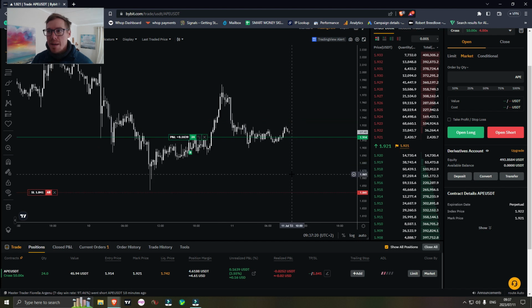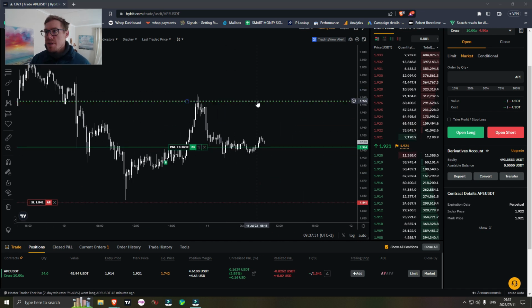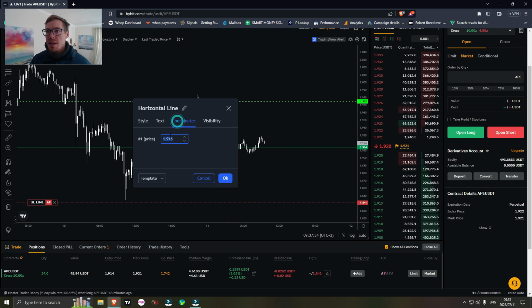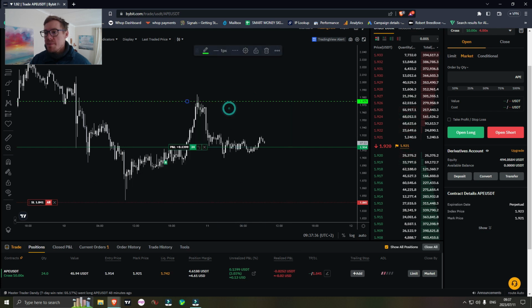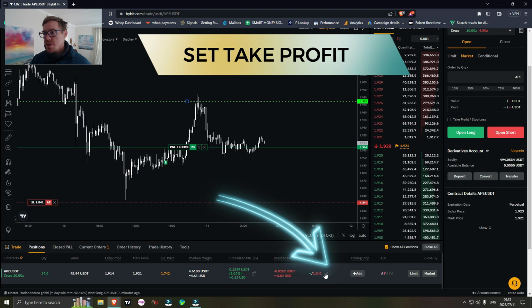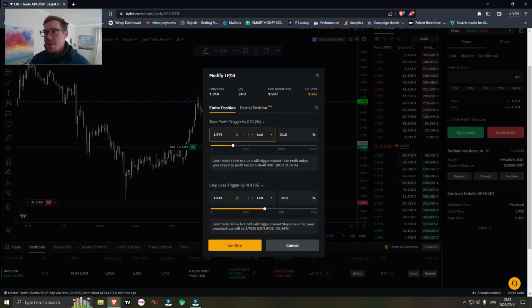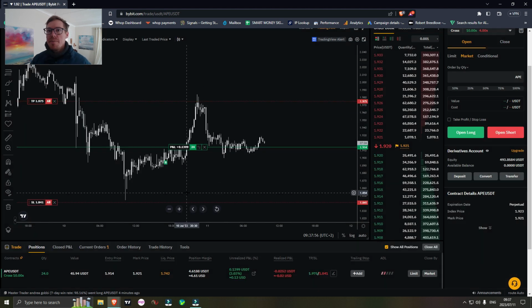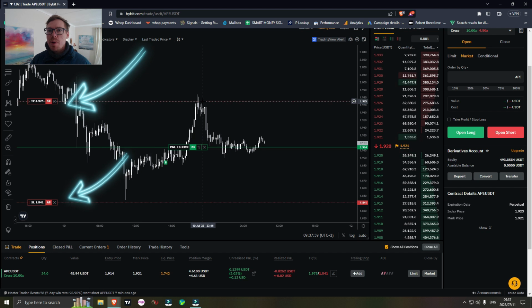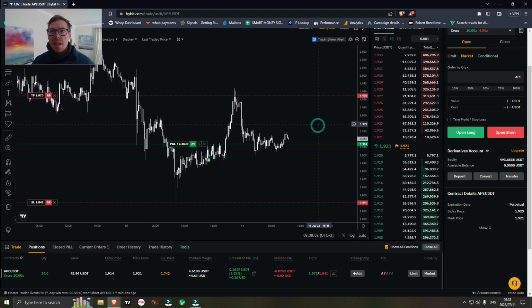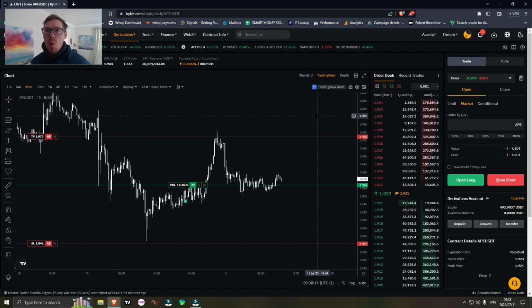Then if you want to set a take profit, say for instance I want to take profit at this peak over here, then I double click on it, click on coordinates, cut those coordinates, come down to this area which says take profit stop loss, and then I paste them into the take profit area. And you can see if price hits this area, I will make 1.4 USDT profit, which will be a 31% return on my investment. Then you click confirm. And as you can see, I've got my stop loss in place, I've got my take profit in place, and my trade is running.